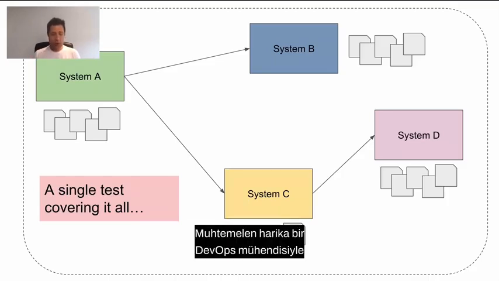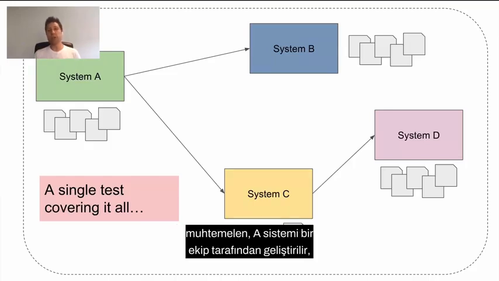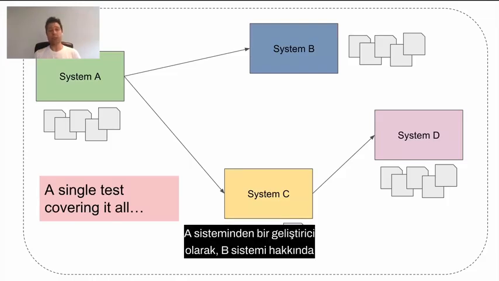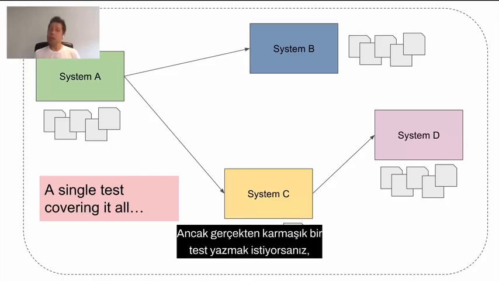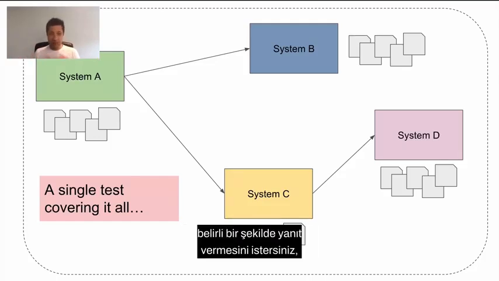Sure, that you can solve probably with some amazing DevOps engineer, you make it happen, great. But then as a developer of system A, and probably system A is developed by one team, system B is developed by another team, and so on and so forth, because those are big chunks of functionality. As a developer from system A, you know nothing about system B. But if you want to really write a complex test, you need to understand system B because you want system B to respond in a specific way, given a request you're going to make to it.